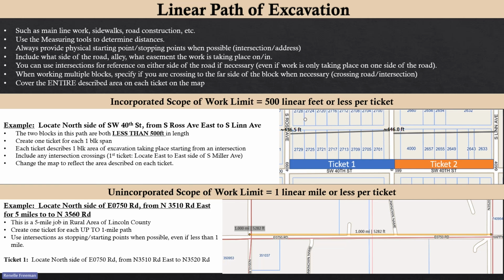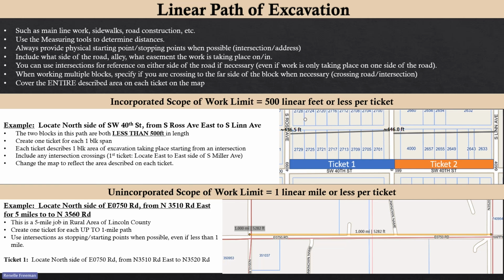That's 2 blocks. The entire 2 blocks is over 500 feet, so you cannot put all of this on one ticket. But each block is under 500 feet, so it's easier just to split it up by block, even though they're under 500 feet, because the rule or the law is up to 500 feet per ticket. So you would create 2 tickets in this job, 1 for each block span. So each ticket describes 1 block area of excavation taking place starting from the intersection.